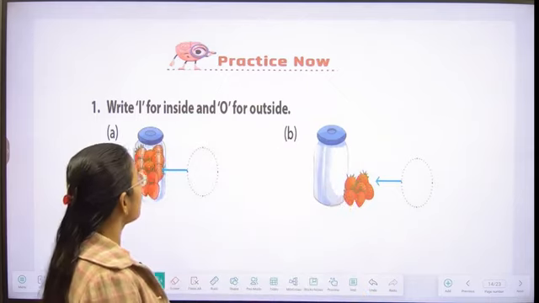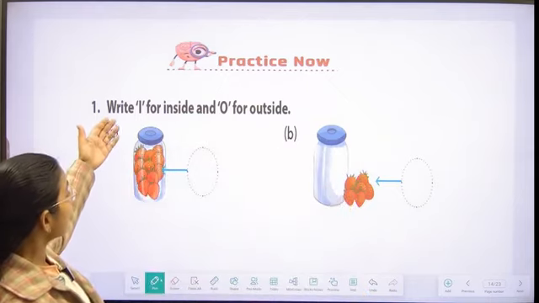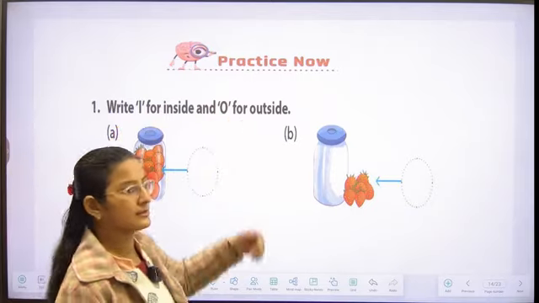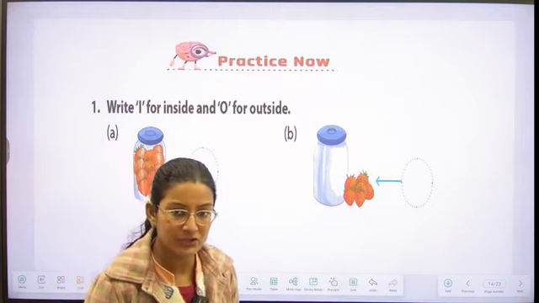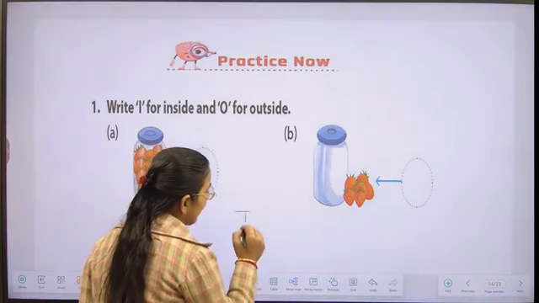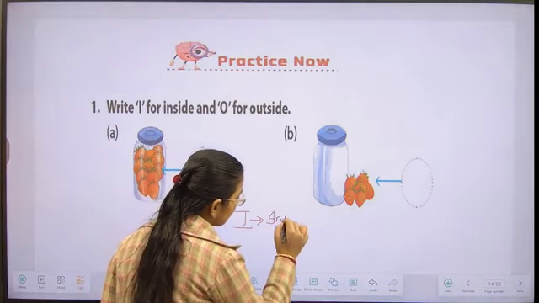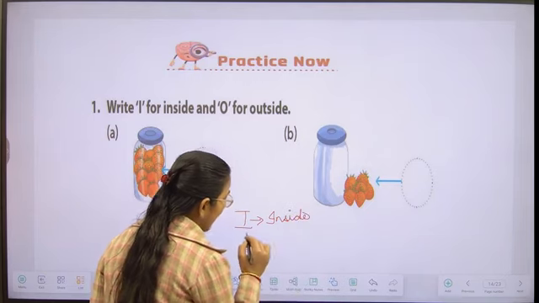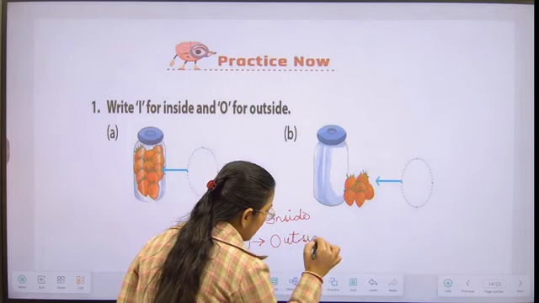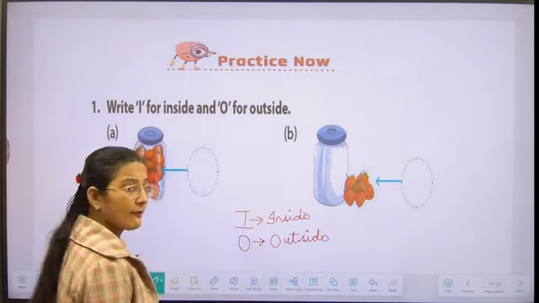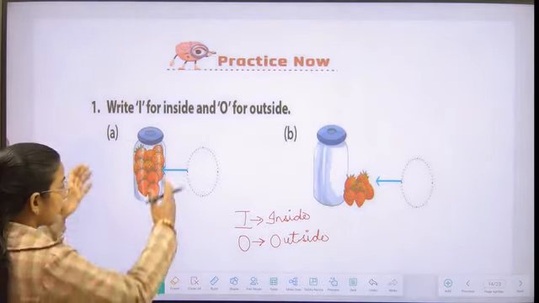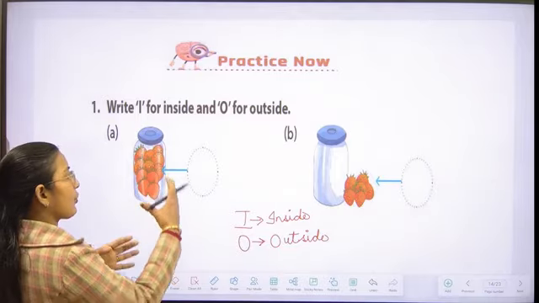Okay, read the question with me. Write I for inside and O for outside. What we have to do in this picture? We have to write I for inside and O for outside. Let's see the first picture. What are we seeing here? There is a jar and there are some strawberries.